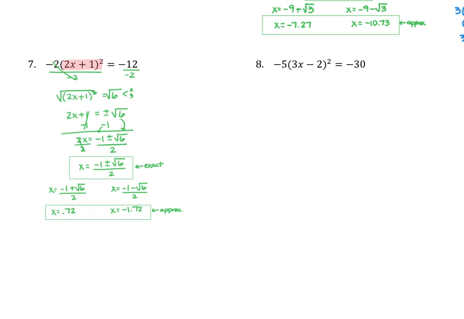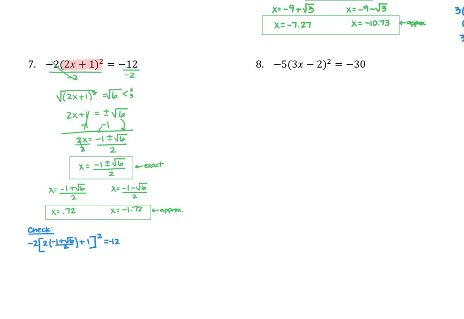Now, if I go to check that first answer, again, you have to use your exact answer. It won't work with the decimal. I have -2. I'm going to use a bracket since I have another set of parentheses because I don't want it to get confusing. So 2, and then in place of x, I have a -1 plus the square root of 6 divided by 2. Then I have a +1, close my bracket, squared, and we want that to equal -12.